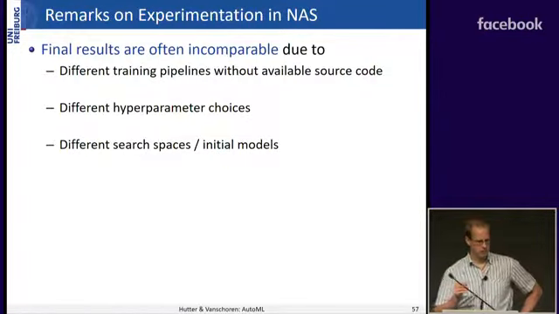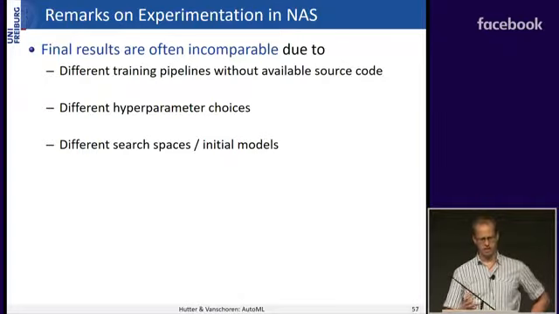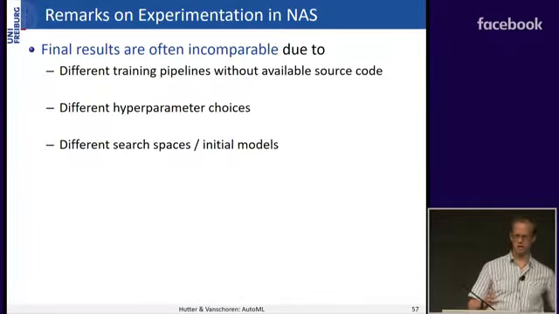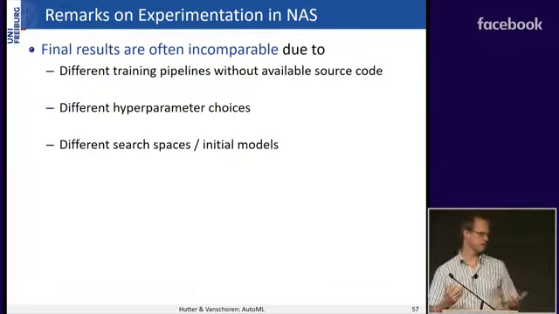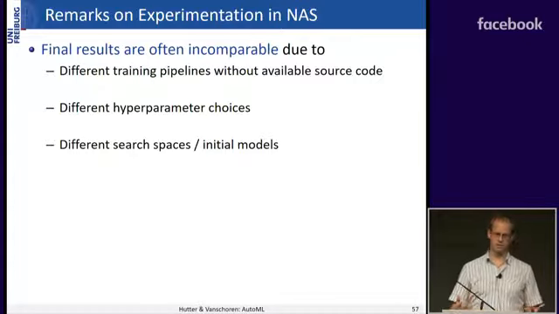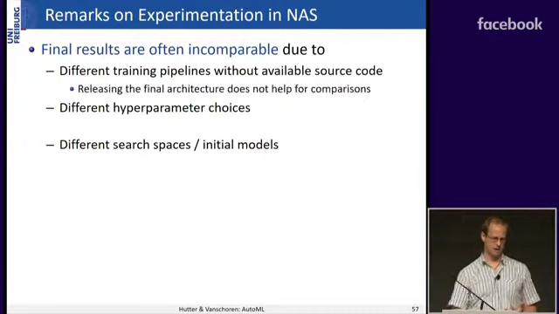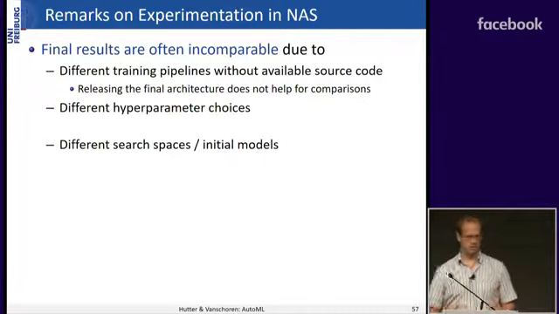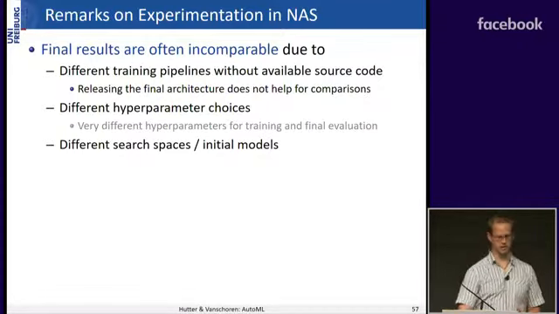I do want to leave you with a couple of remarks on experimentation in neural architecture search. The final results of different methods are often quite incomparable for a variety of reasons, namely different training pipelines are being used, there's often no source code available, there are different hyperparameter choices, and there are different search spaces and initial models. And that all makes it very hard to compare different methods. It's nice when people release the final architectures, but it doesn't help for comparing the different algorithms to each other.